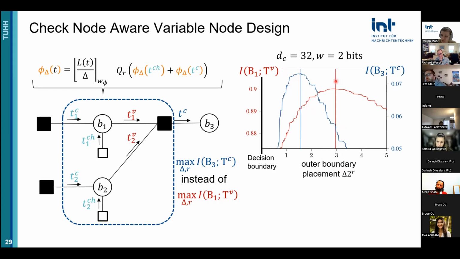And we notice that if we optimize for highest mutual information here at the variable node output, the optimal boundary would be placed close to 3. And if we use now the new objective, the boundary would be placed completely differently. And it will give us much higher mutual information at the check node output than the result with the red boundary here. So we gain higher mutual information at the check node output.